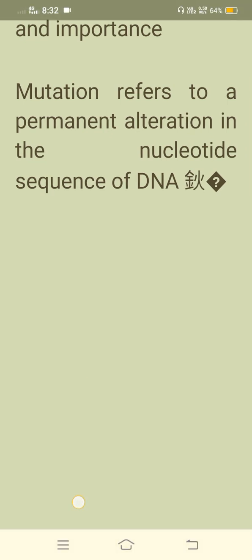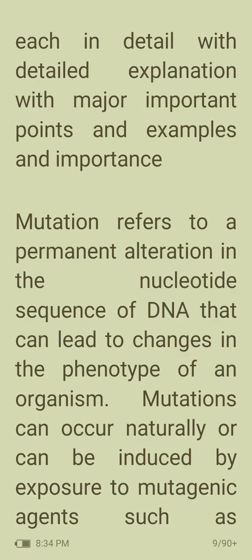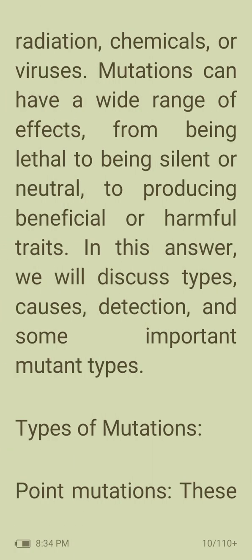Then mutation and related topics. So mutation refers to a permanent alteration in the nucleotide sequence of DNA that can lead to changes in the phenotype of an organism. So mutations can occur naturally or can be induced by exposure to mutagenic agents such as radiation, chemicals, or viruses. Mutations can have a wide range of effects, from being lethal to being silent or neutral to producing beneficial or harmful traits.